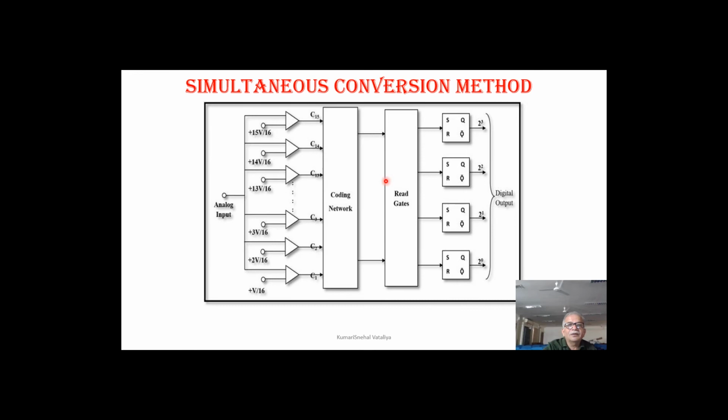In the simultaneous conversion method, these are the 15 comparators, 2 raised to n, 2 raised to 4 minus 1, 15 comparator circuits, each given the same analog input voltage, and depending upon your input voltage, so many comparators will be on. Suppose I apply 9 volts, the analog input voltage is 9. So up to 9, all the comparator outputs will be high. The 9th comparator will be high, and the 10, 11, 12, 13, 14, 15 comparator outputs will be low.